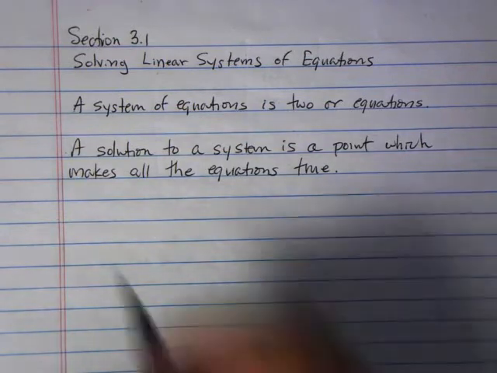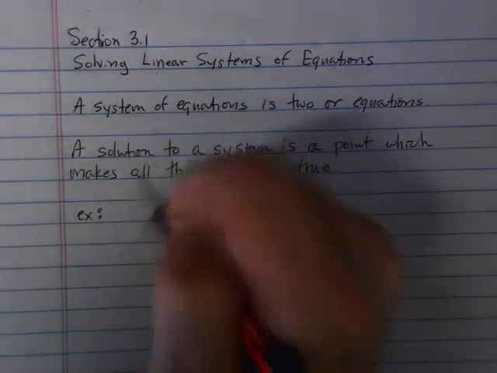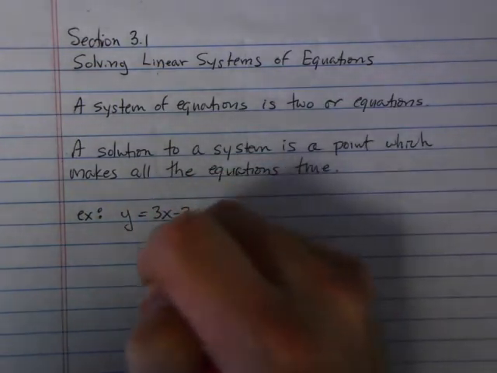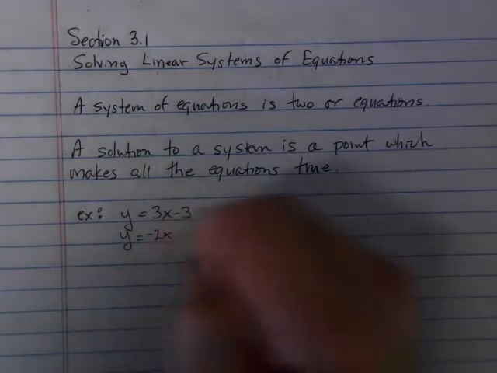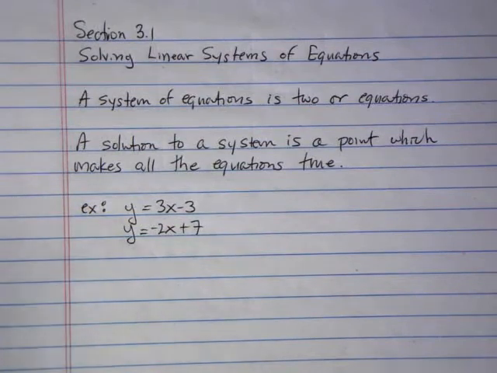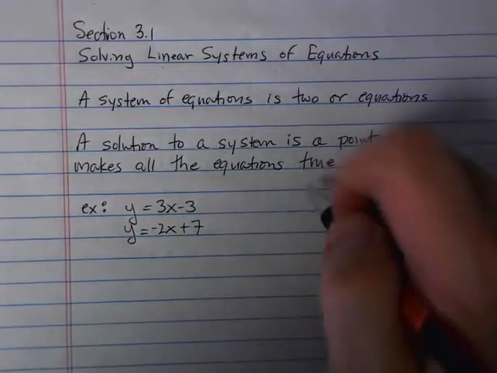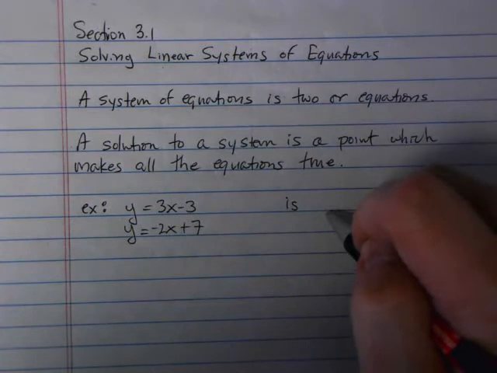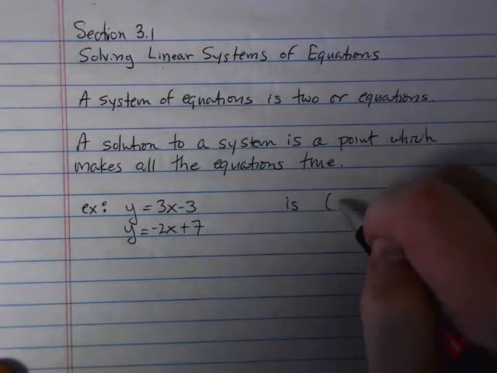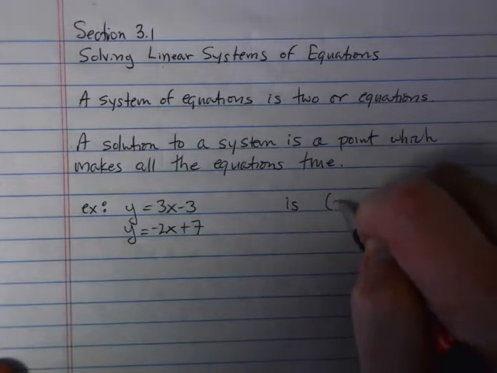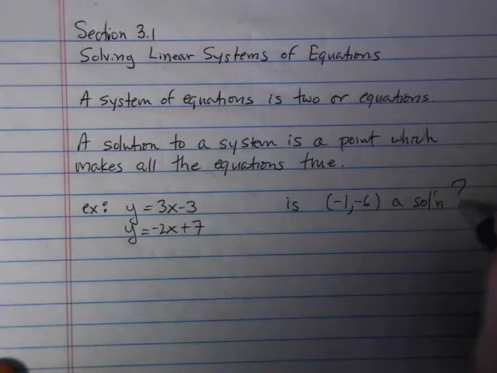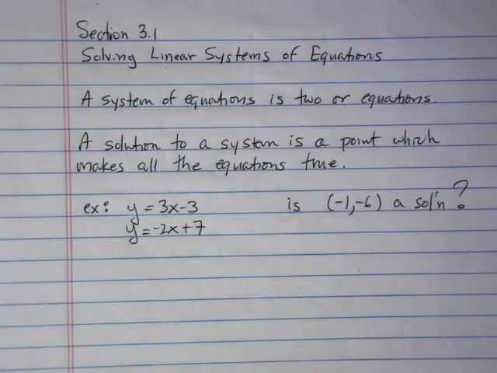Alright, so let me give you an example. Here's a system of equations. y equals 3x minus 3 and y equals minus 2x plus 7. That's a system of equations. Two equations with two variables. And I might ask, is the point -1, -6 a solution? And your answer would be yes or no.